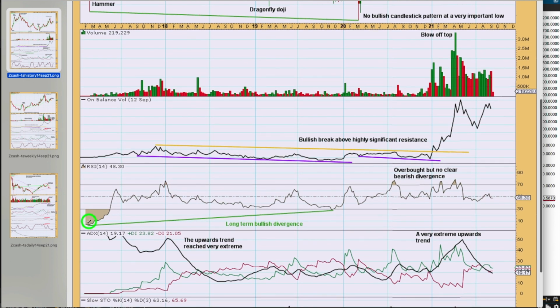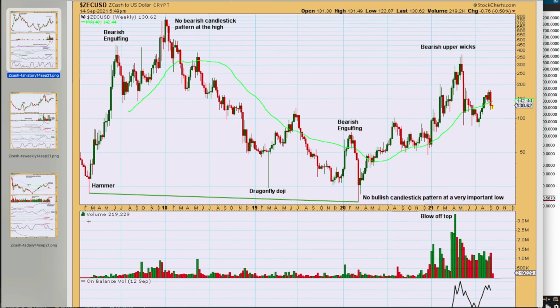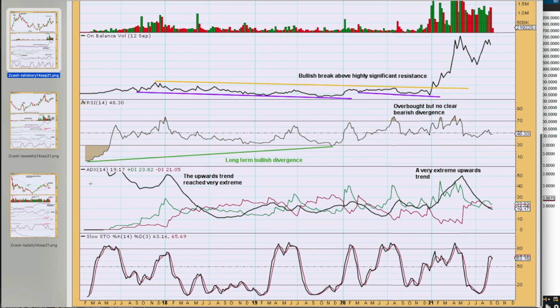It reached very deeply oversold. This is the first time I've seen one of these cryptocurrencies reach that deeply oversold. They tend to be more extreme on the positive overbought side of the trend, not so extreme on the negative side. So that's another warning, I think, that this might not be the best investment opportunity. But I could be wrong.